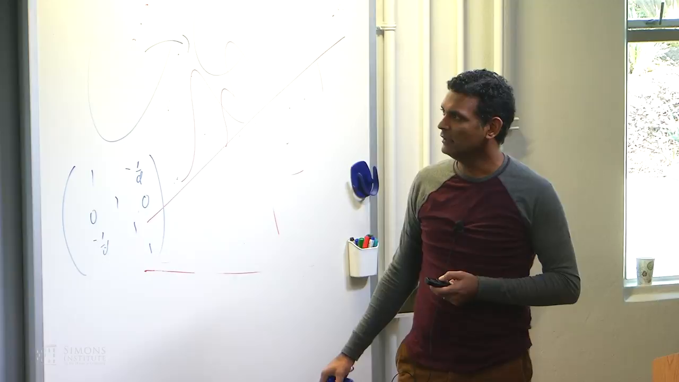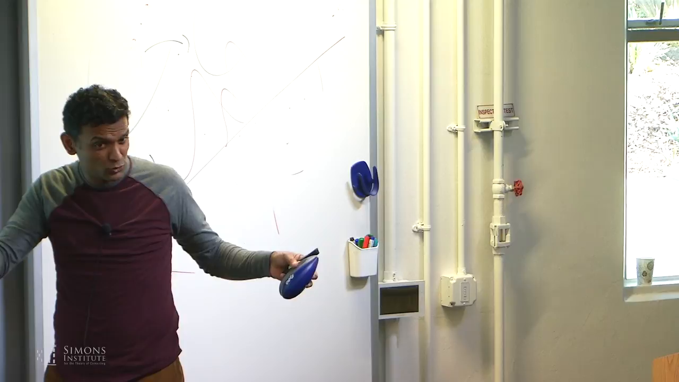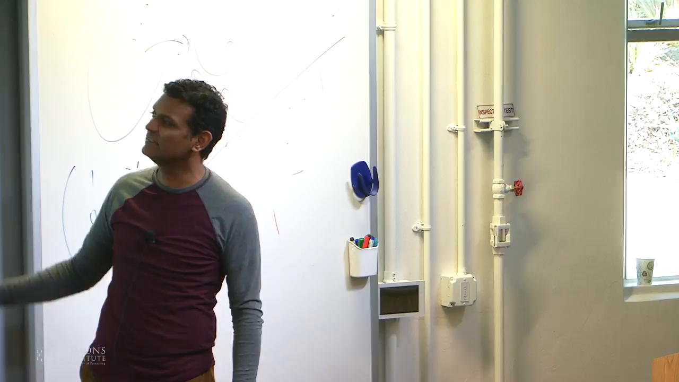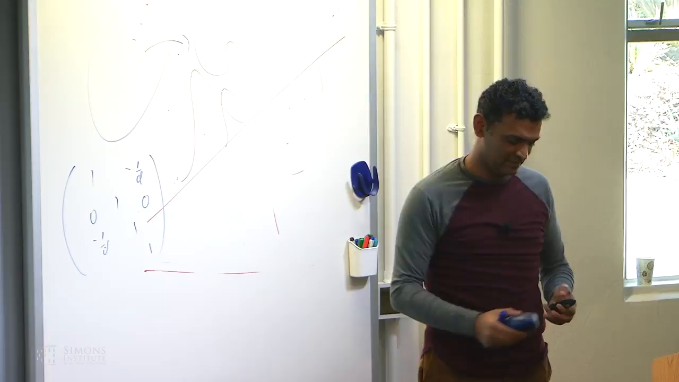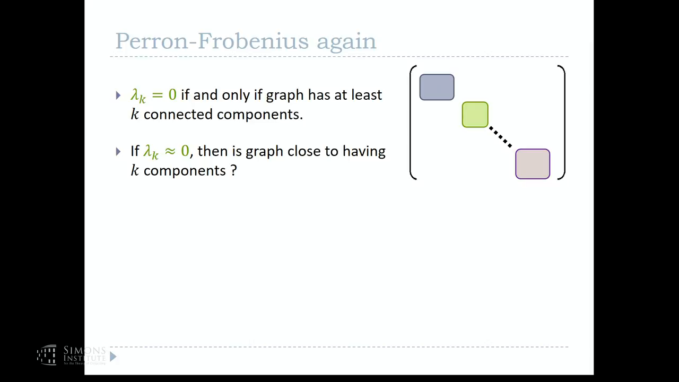Now let's go back to Perron-Frobenius again. Suppose the first k eigenvalues, not 2, but k eigenvalues are 0. That can only happen if the graph has at least k connected components, if and only if. So your k eigenvalues being 0 means k connected components. So this suggests, what if lambda k is close to 0, which of course implies that the other ones are also close to 0, do you get a nice cut? Is there a Cheeger inequality for these? The question was first asked, as far as I know, to me by Luca Trevisan, one of the people running this institute.